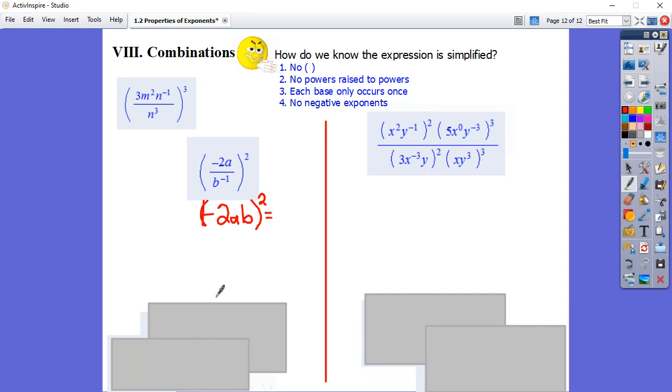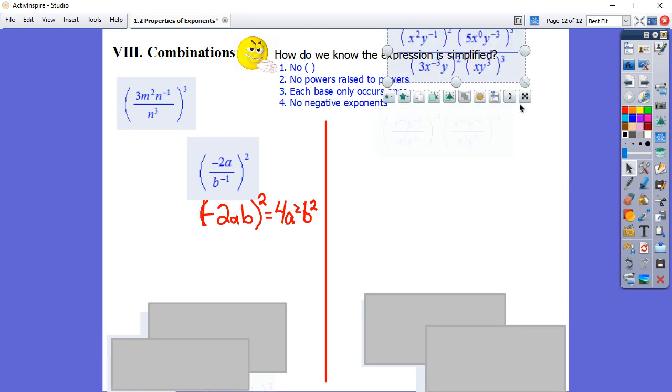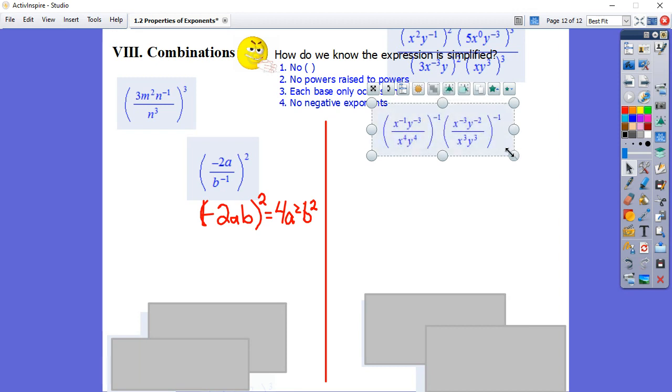So negative 2 squared is negative 2 times negative 2, which is 4. And then share it to the a and share it to the b. And there we go. There's our final answer. Okay, so there's another example for you to look at. Let's see what else we got underneath here. Okay, so let's look at one like this one. This is a good one to look at. You can work inside. I think that would be good too.